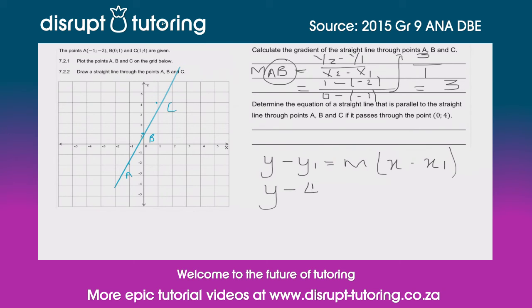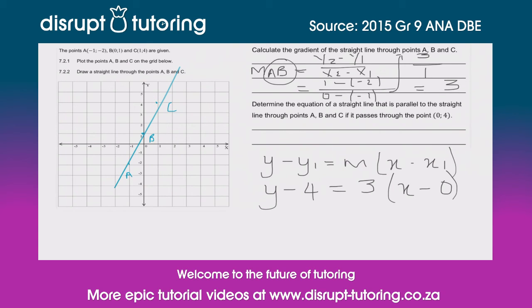So let's plug those in. y minus 4 equals, they've also given us a massive hint here, guys. So m, remember, is our gradient, and they've said to us the equation of a straight line that is parallel. So when a line is parallel to another line, we know that the gradients are exactly the same. So we can put in 3 because we've already calculated the gradient of 3 in the previous question. The x stays the same, and we can put in the x1 spot a 0. Now we can simplify this and we will get the answer we're looking for.